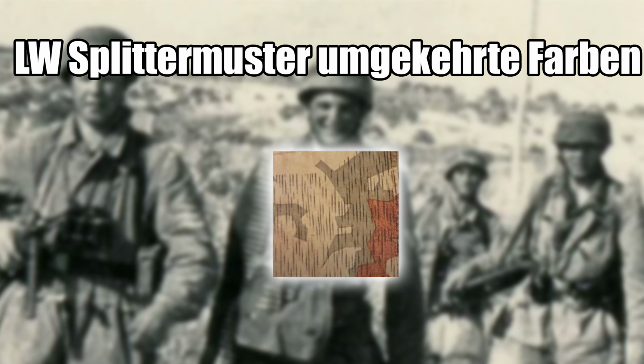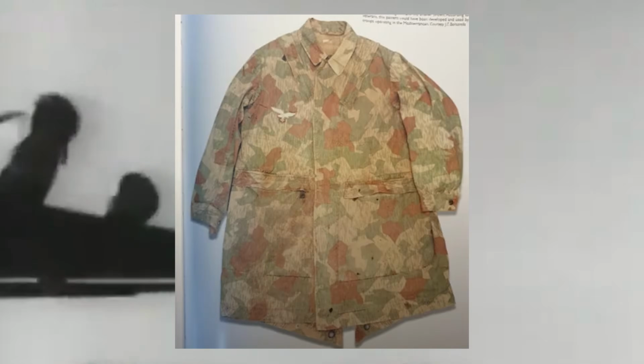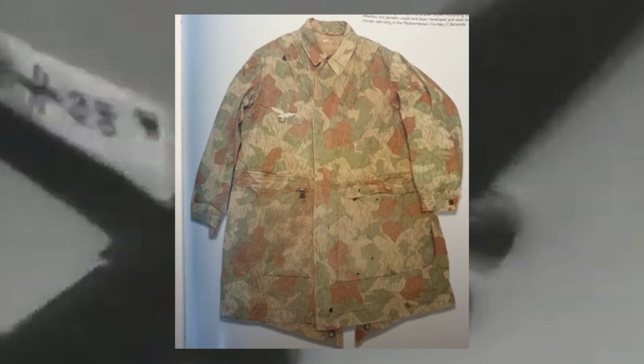Unlike the Heer pattern, there are hardly any documented prototypes or variants of this pattern. The only one I could find was quite similar to the Heer one. That would be the Luftwaffe Splittermuster umgekehrte Farben pattern. Similar to the Heer pattern, this reversal Splittermuster saw the greens and browns swapped, resulting in larger green polygon shapes and smaller brown polygon shapes. It is rumored that this pattern was used for the Mediterranean theater and or the North African theater. Splittermuster umgekehrte Farben was only printed in 1943.